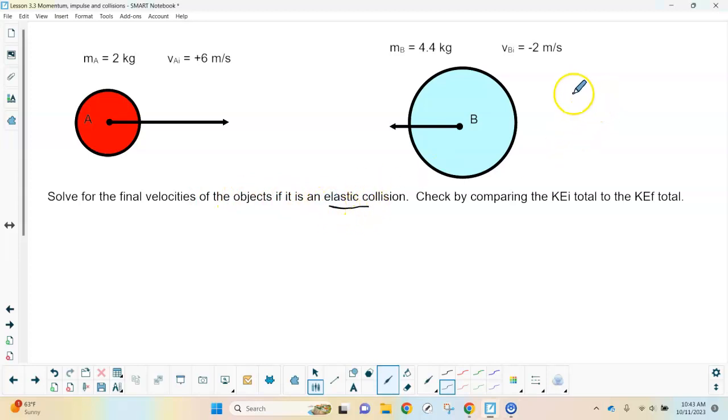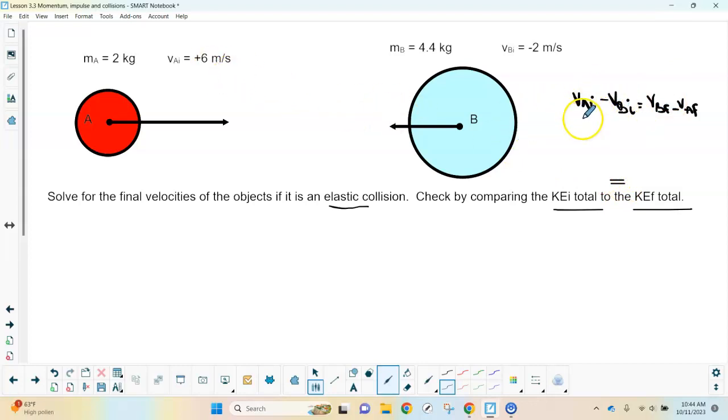So we're going to use the equation VAI minus VBI equals VBF minus VAF. And we're going to use that in conjunction with the conservation of momentum equation. So those are going to work together. We're also going to check that the total kinetic energy initial and total kinetic energy final should be equal, because there shouldn't be any conversion of kinetic energy into non-mechanical forms. So let's just use this first.